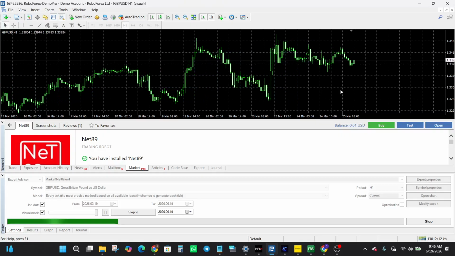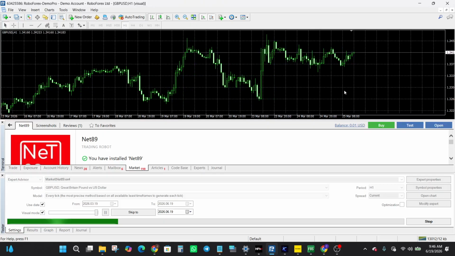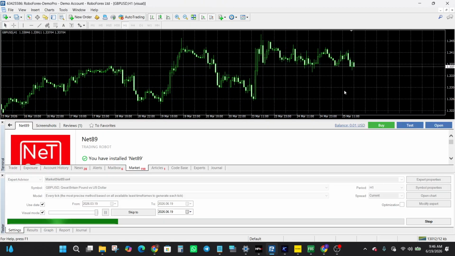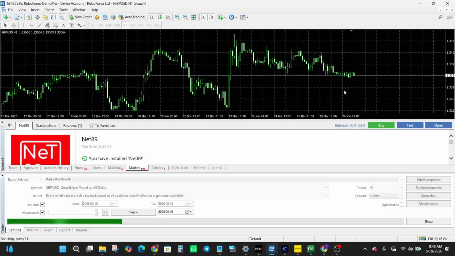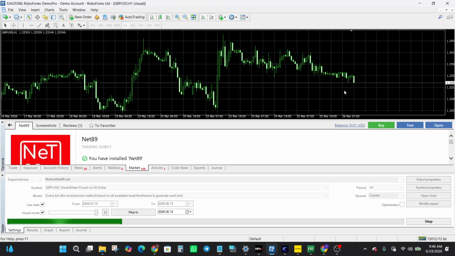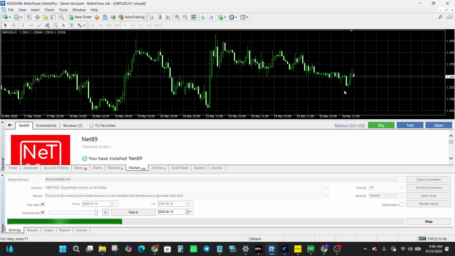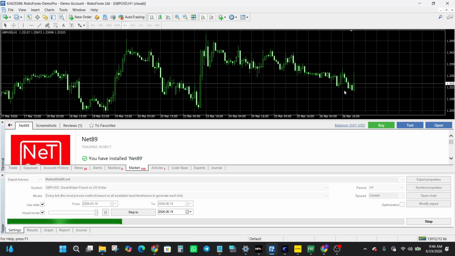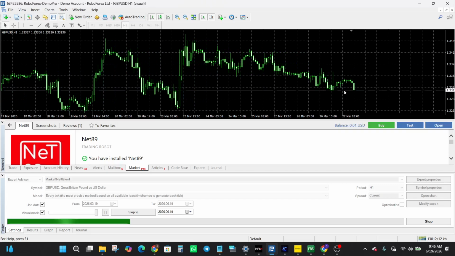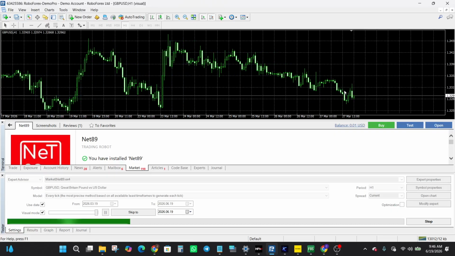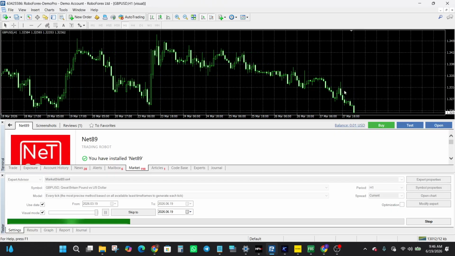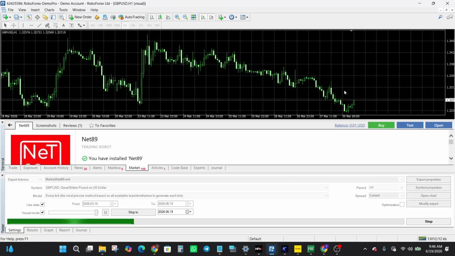Overall, the Net89 EA for MT4 presents a straightforward automated trading approach with configurable risk controls, predefined trade management parameters, and a recommended setup centered around GBPUSD on the H1 timeframe. Before considering live deployment, it's always worth conducting your own testing and optimization to determine whether the system aligns with your trading objectives and risk tolerance.